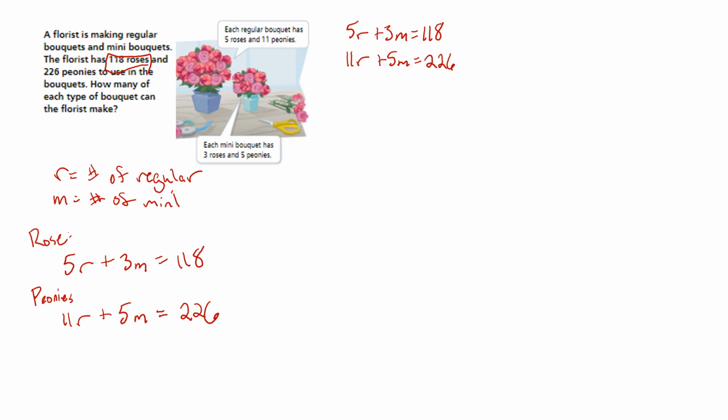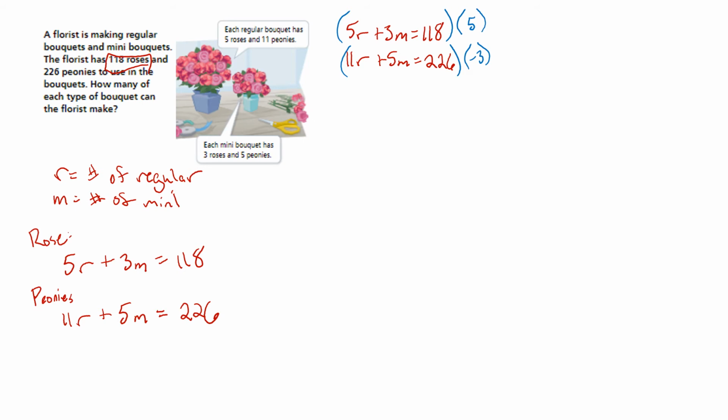We're going to work on eliminating the m first. So to do that, we're going to need them to have the same number. So let's make the top one 15. So we'll multiply everything by 5. And let's make the bottom one a 15 or negative 15. We do need to change the sign on this. So negative 3.